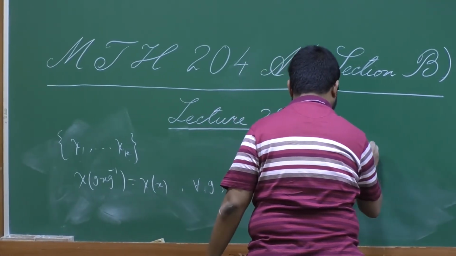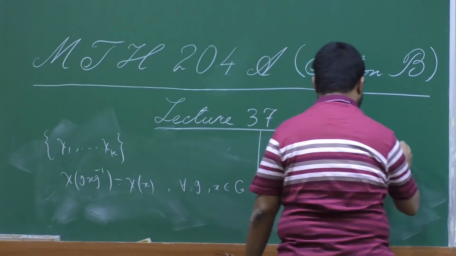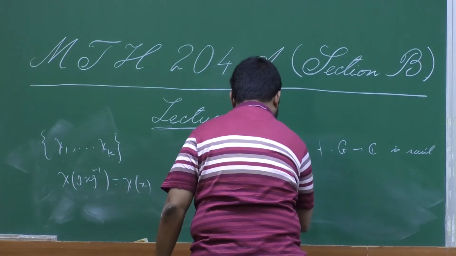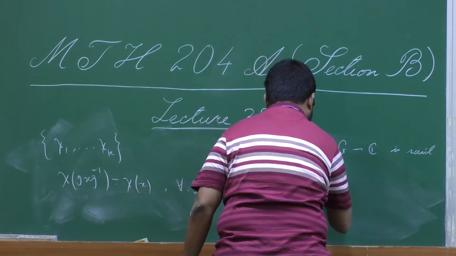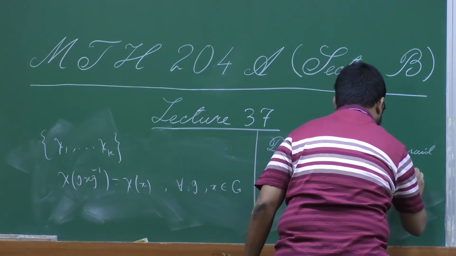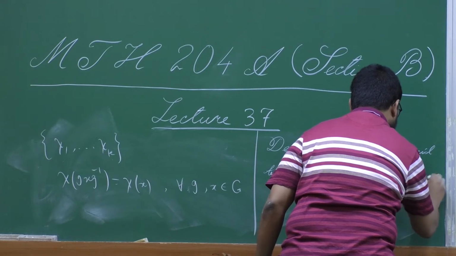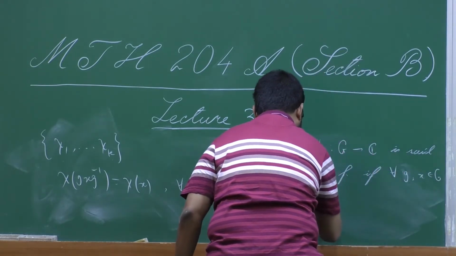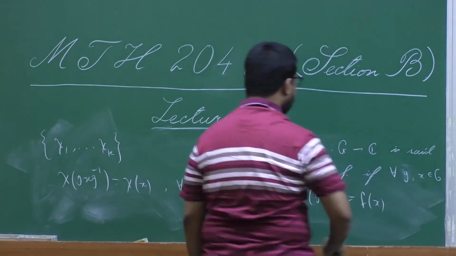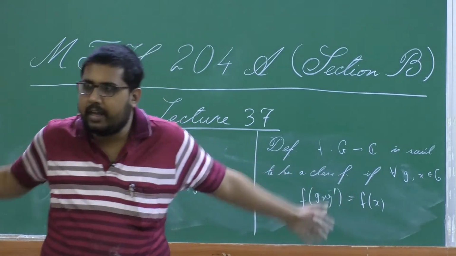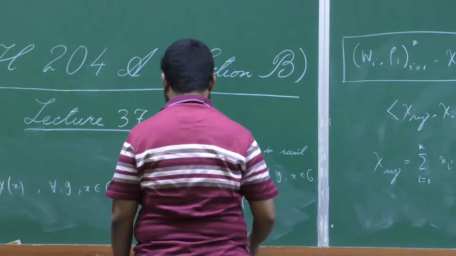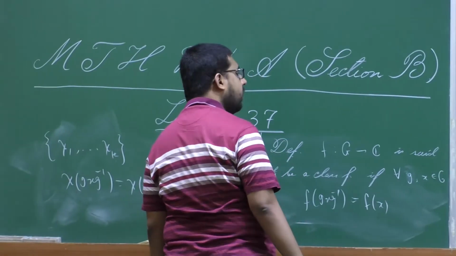So a function from G to C is said to be a class function if for every g and x in G, f of gxg inverse is f of x. That is, it is constant on every conjugacy class. Such functions are called class functions, and let us use a very temporary notation.